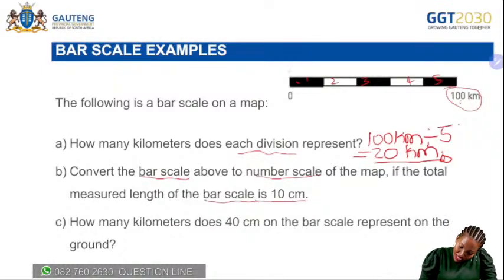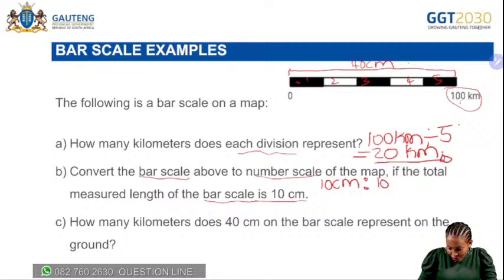So I said I measured this bar using my ruler. And when I measured it, I got 10 centimeters. So how do you write it down? Then you say 10 centimeters that is measured is equivalent to what? To 100 kilometers. Are we okay? That is step number 1. Remember, step number 1 is the measurement.